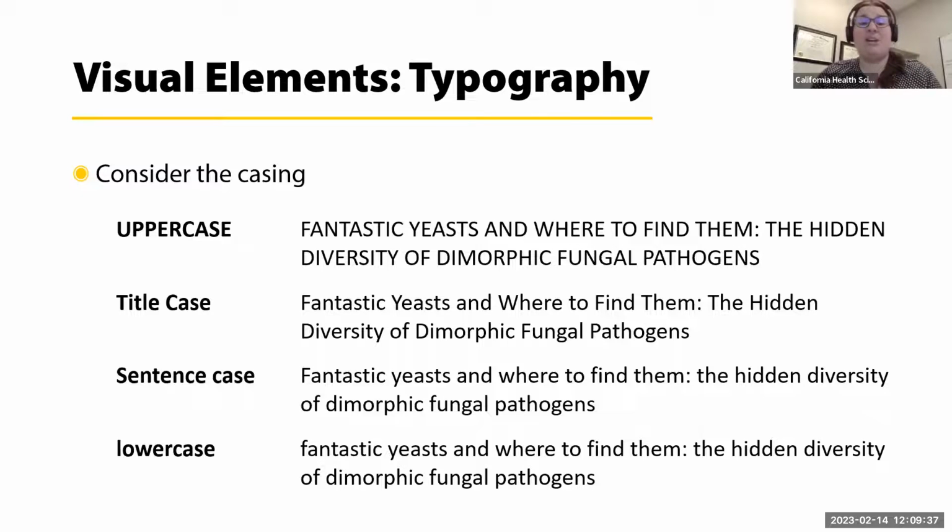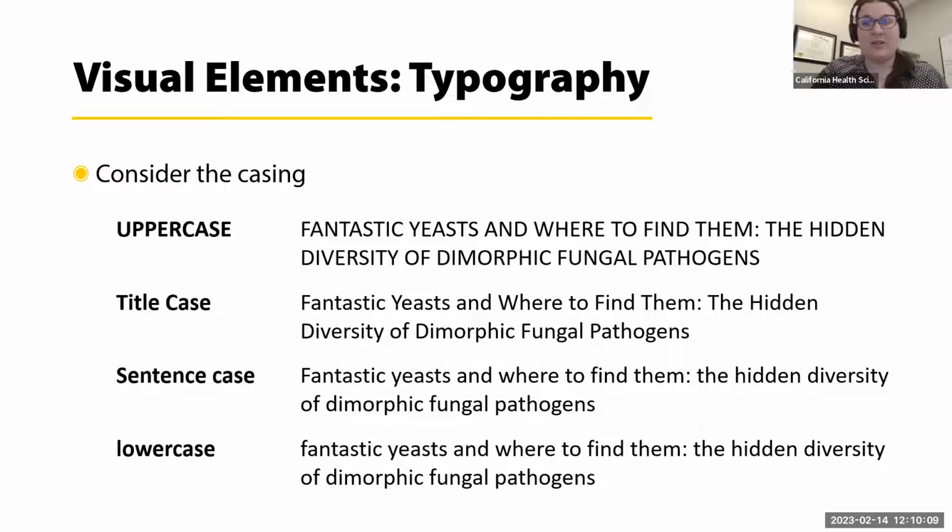Another aspect of typography is the casing. So all uppercase, which I think most of us would probably say is like yelling. Then there's the title case, where the first letter of all of your main words are capitalized, but as you'll notice in this example, 'and,' 'is,' and 'of' aren't. Then there's sentence case, where just like a sentence, it's the first word of the sentence that's capitalized, but nothing else, unless of course you had a proper noun. And then there's lowercase, where everything is lowercase.